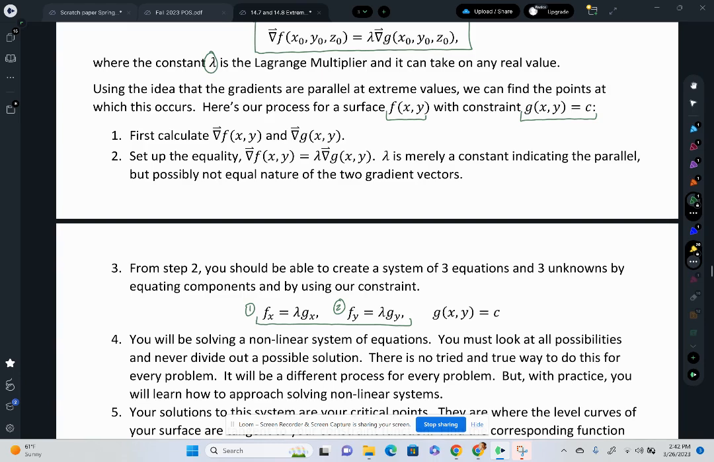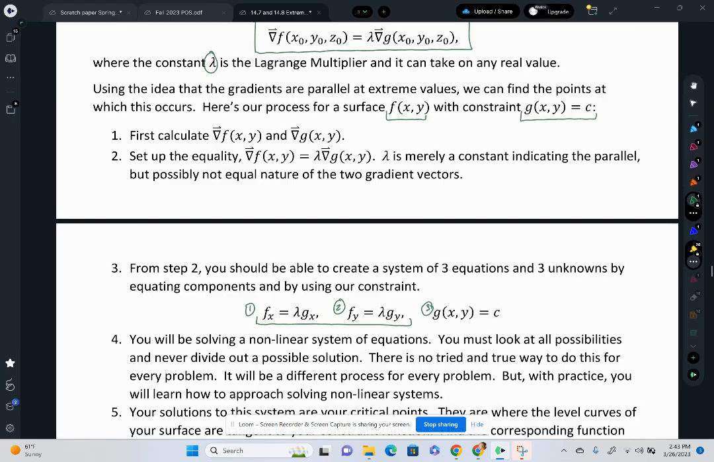If it was a function of x, y, and z, then we would get 3 equations from that. When it's just a function of x and y, we get 2 equations from the 2 first partials, and then we also get a third equation from the constraint. So the constraint always has to be satisfied as we solve this system of equations.